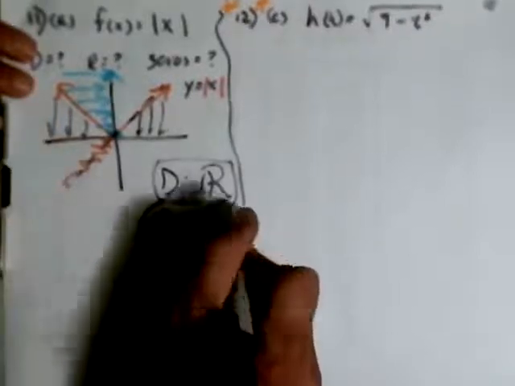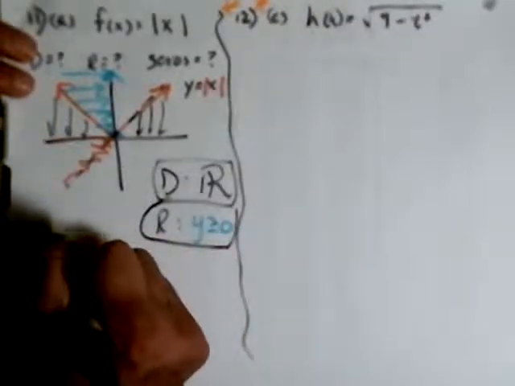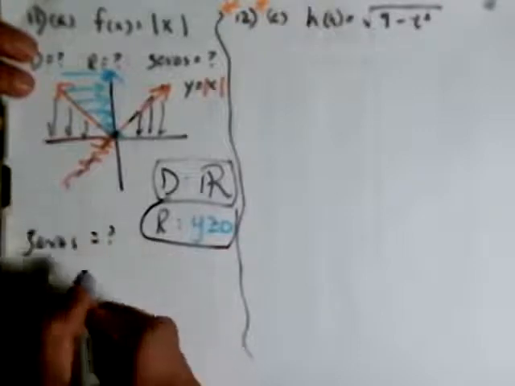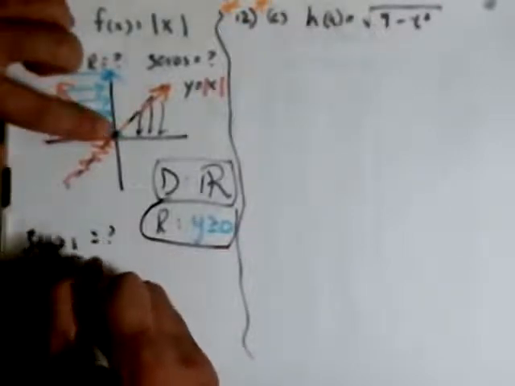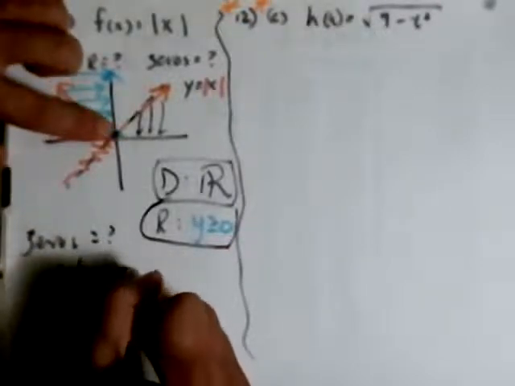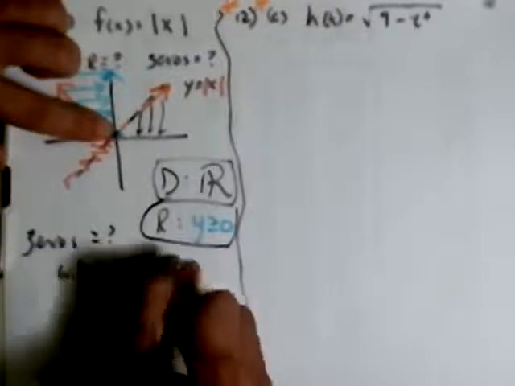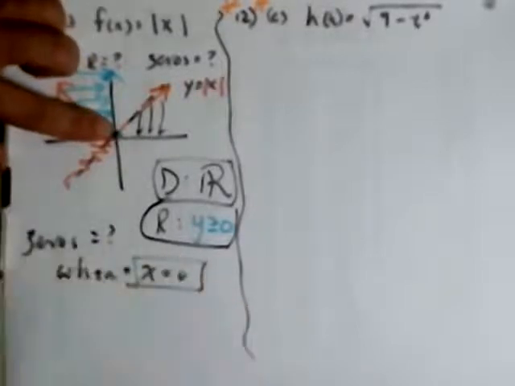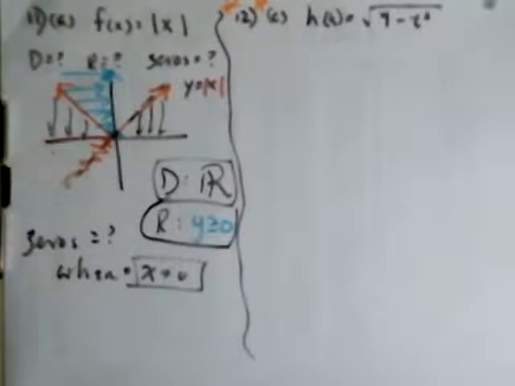And what is the zero? It happens when x equals 0, just by looking at the graph. Inspection of the graph tells you that it's going to happen when x equals 0.